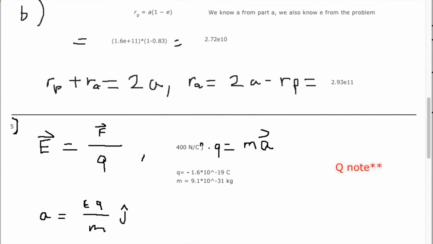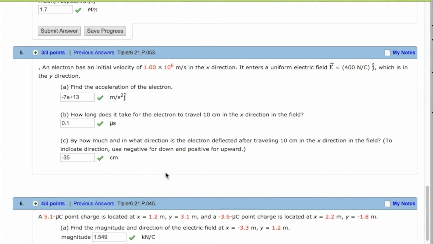Let me read the problem. An electron has an initial velocity of 1 times 10 to the 6 meters per second in the x direction. It enters a uniform electric field of 400 Newtons per coulomb in the y direction. Find the acceleration of the electron. All right.